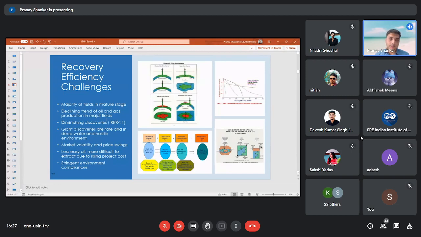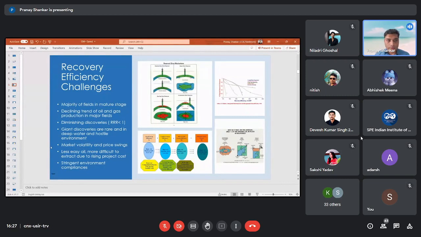But in most cases, today's reality is that the reserves replacement ratio is much lower than 1 for most of the fields in the world today. And that's why you are depleting your reserves every day. And again, you might be following various news and articles where you would see that we did not have any major discoveries in the recent past.